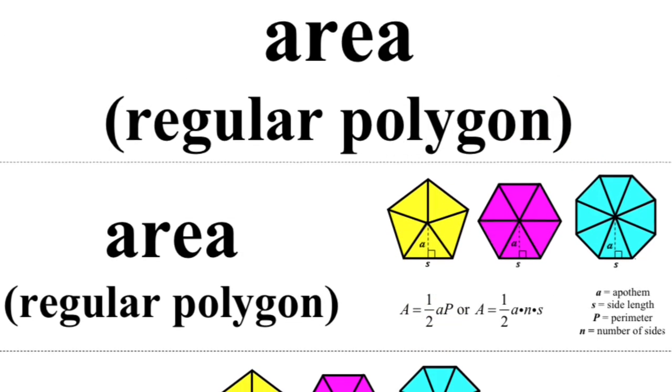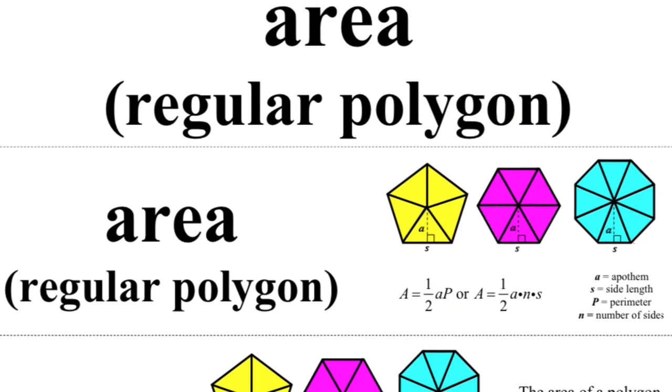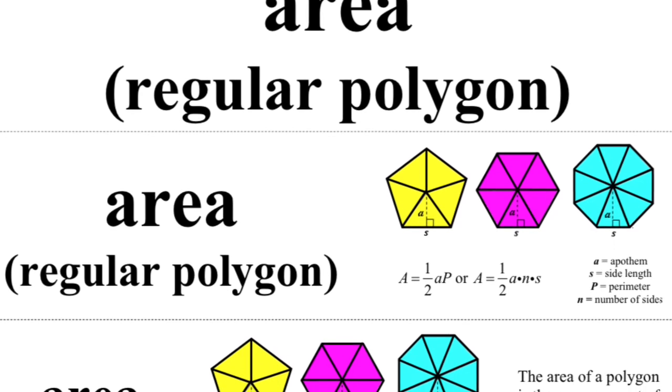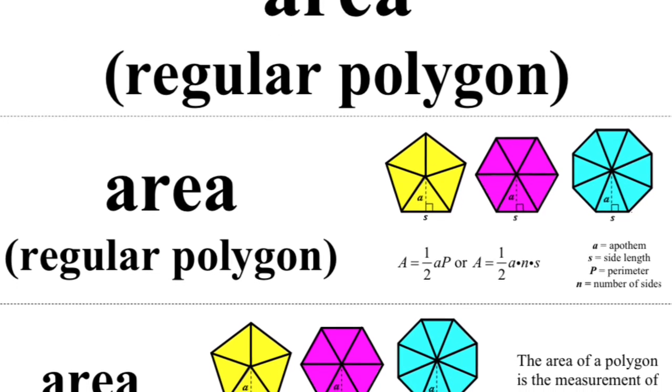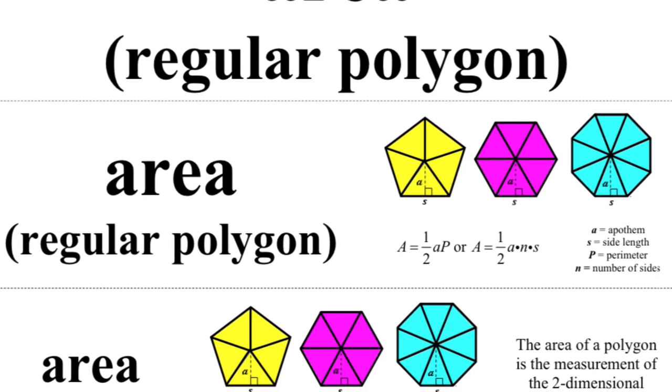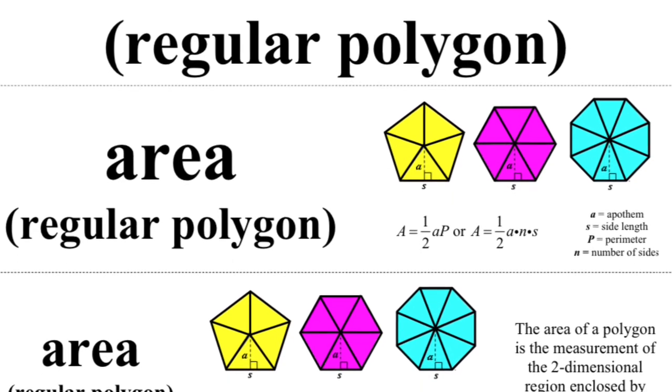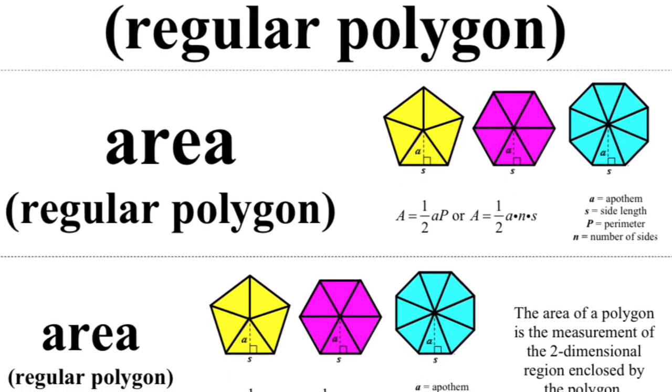The area of a regular polygon is a little more complicated. There is a formula for it, you can see it on the bottom, but the idea is still there. It's how much space on a two-dimensional plane that the shape takes up.